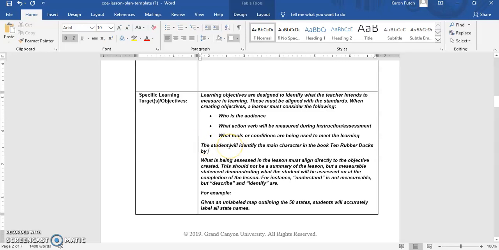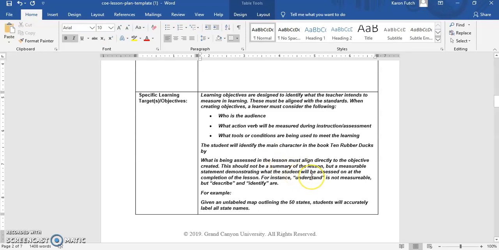But notice here, the student will identify. Identify is an action verb, which means when you go to assess this objective, you've used the word identify, which means you can measure that they identify. When you assess them, you may have a worksheet where you ask questions. What was the setting? What was the main character? So they identified it and you were able to assess it.